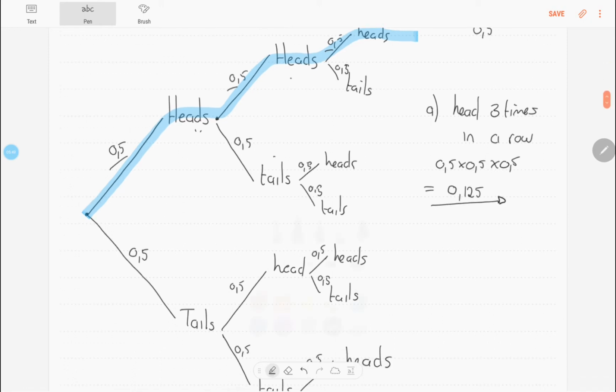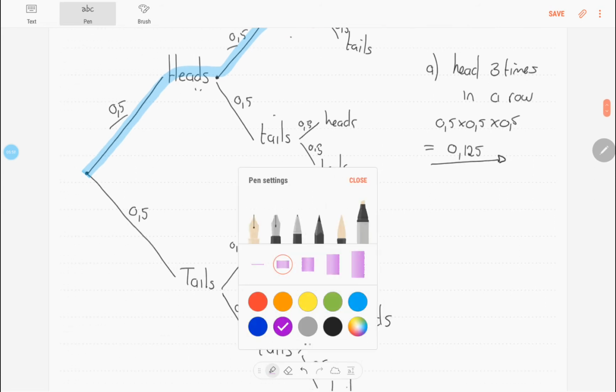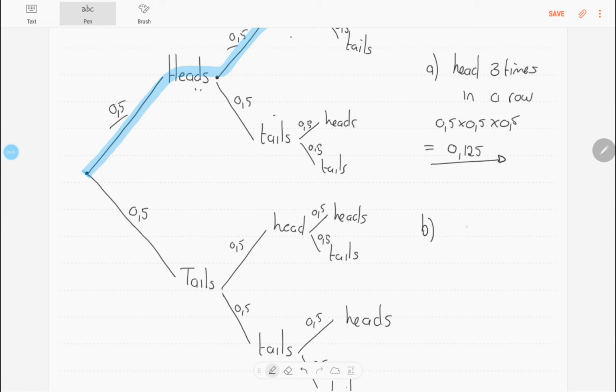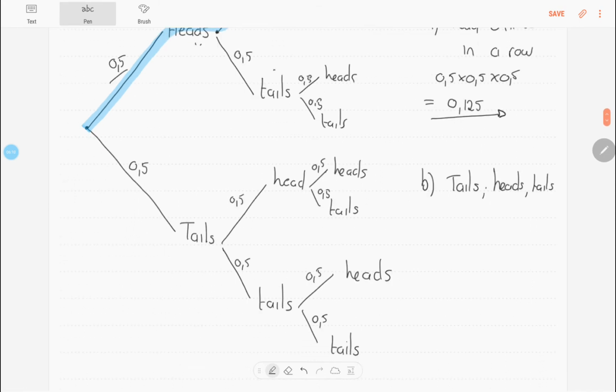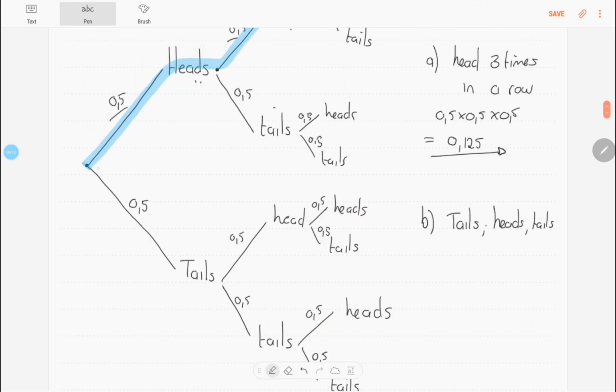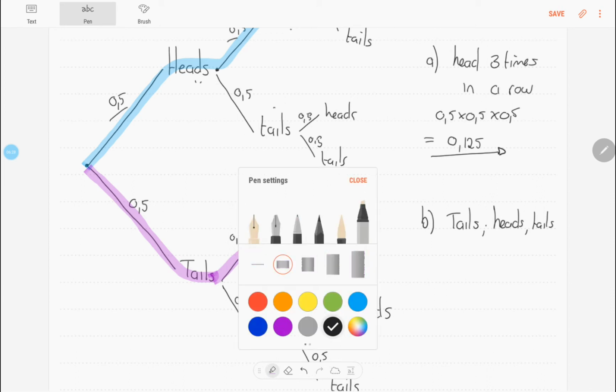Let's say we had the probability of B, landing on tails, then heads, then tails. So what we do, we follow the line that gives us tails, then heads, then tails again. Because these are all independent events, we're going to see that it all equals the same amount.